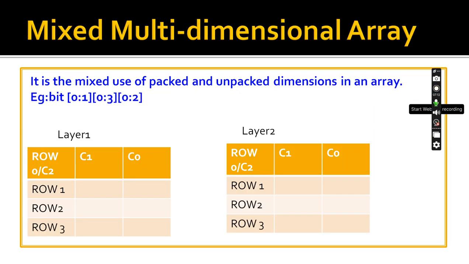Now let's move to mixed multidimensional array. A mixed multidimensional array is the mixed use of packed and unpacked dimensions in the array. This is bit. I have forgotten to write the name of the array. We'll write bit, then the array name, then this is the dimension of the array. So how will we design this array? This design will be like [0:1], that means it will have two layers. Next we have [0:3], this is the number of rows. There will be 4 rows in each layer. And [0:2], this is the number of columns. So we will have 3 columns.